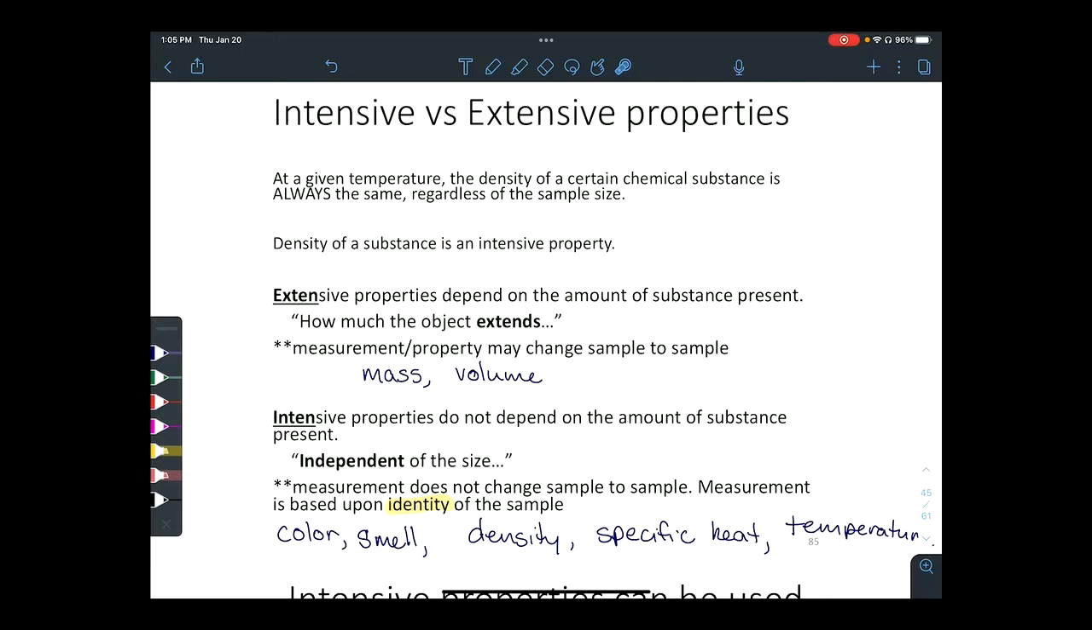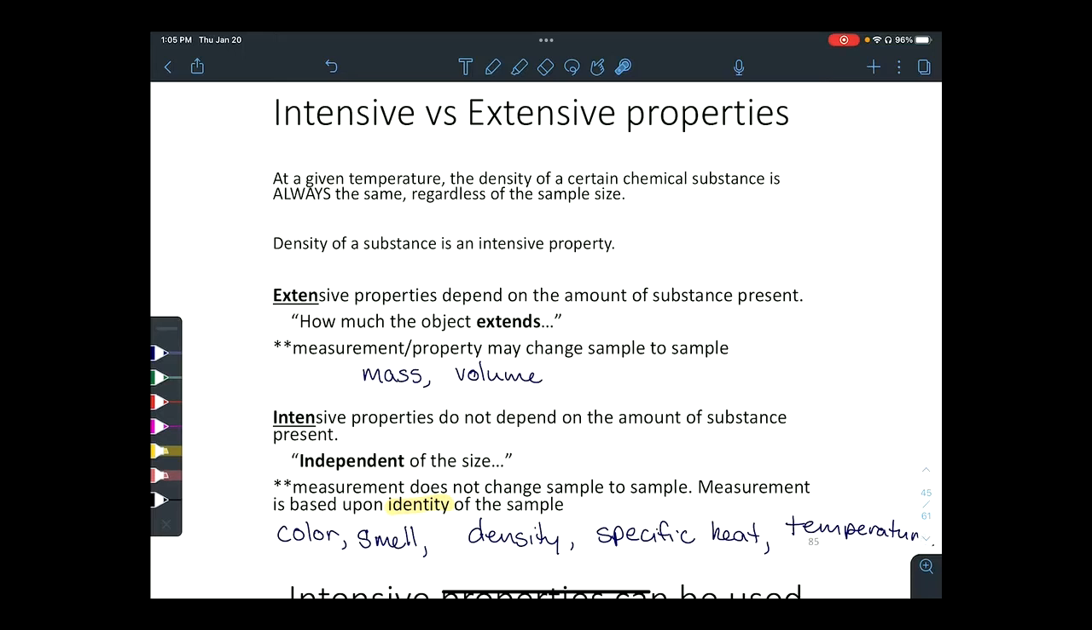Contrast this to extensive properties. Extensive properties are measurements or observations you can make that do change based upon how much stuff you have. So mass and volume are the two big things that are extensive properties, that those measurements will differ based upon your sample. But intensive properties help us identify stuff.